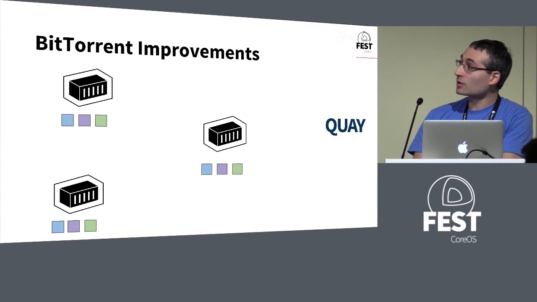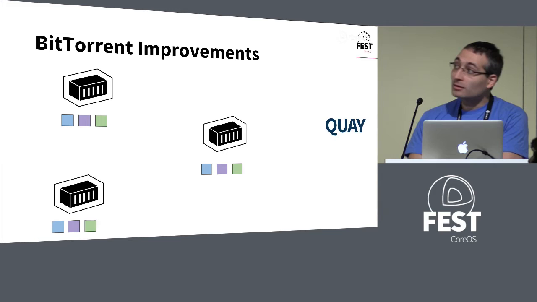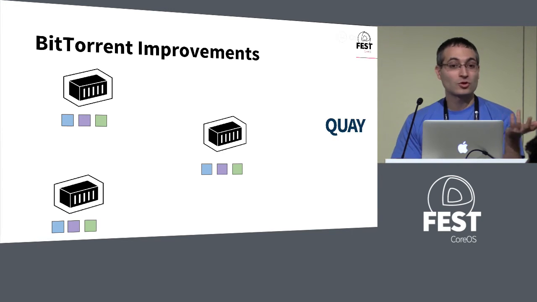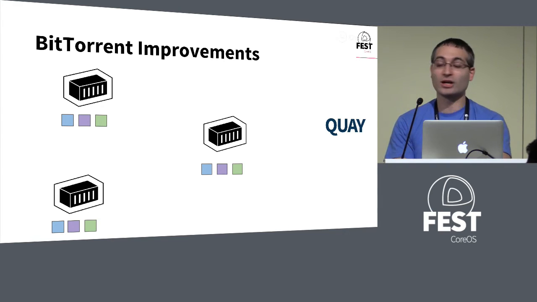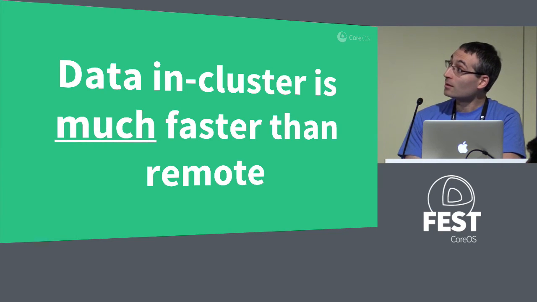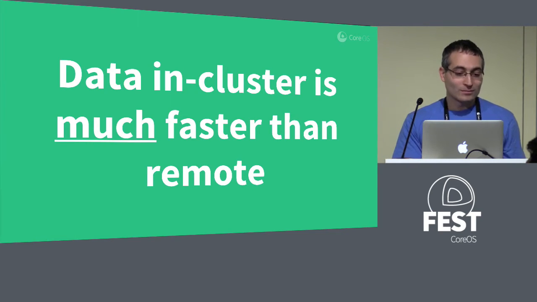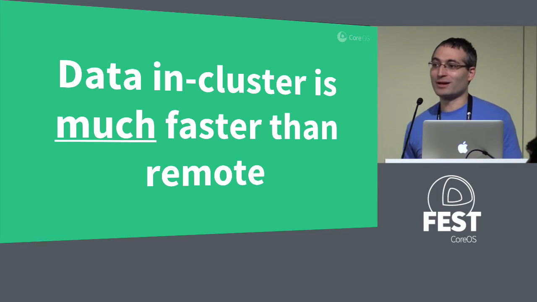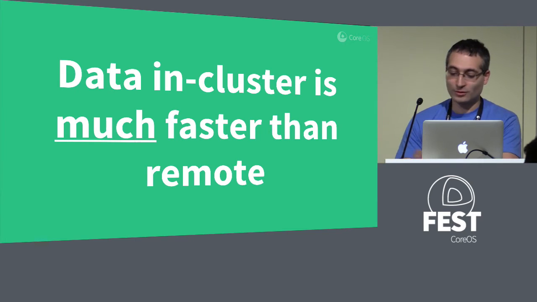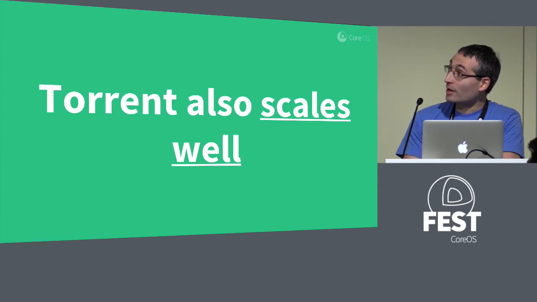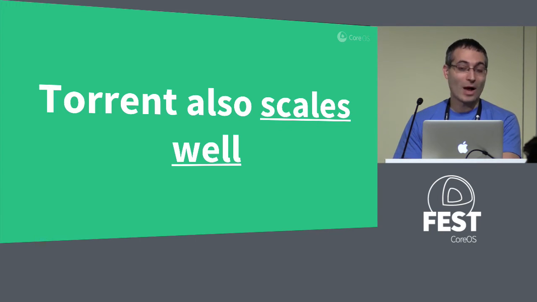And as you noticed, in this part, it's not talking to the registry. It's not talking to Quay across the Atlantic. It's talking to machines that are microseconds away, if that. Data in cluster, of course, is much faster than remote. It's much faster to take a hop across an Ethernet cable than it is across a fiber, and deal with Verizon. So, another benefit, of course, is that Torrent also scales well.